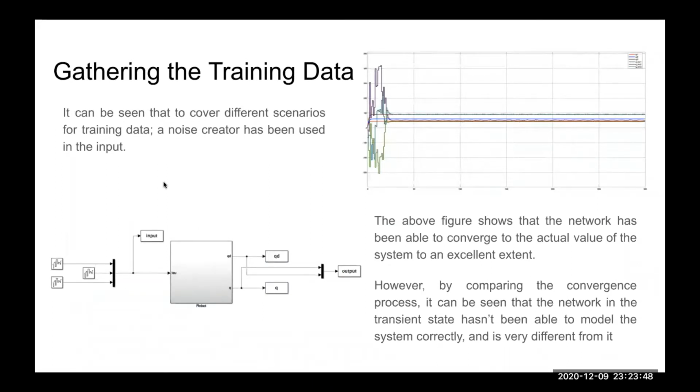To gather the training data, we use the following Simulink diagram to cover all the different scenarios. We use these three noise generators to create different input data. As you can see in the plot, the final values are converging to the desired location. But in the transition mode, in the first part of the plot, you can see that we have a lot of fluctuations. So we have to find a better way to gather the data.